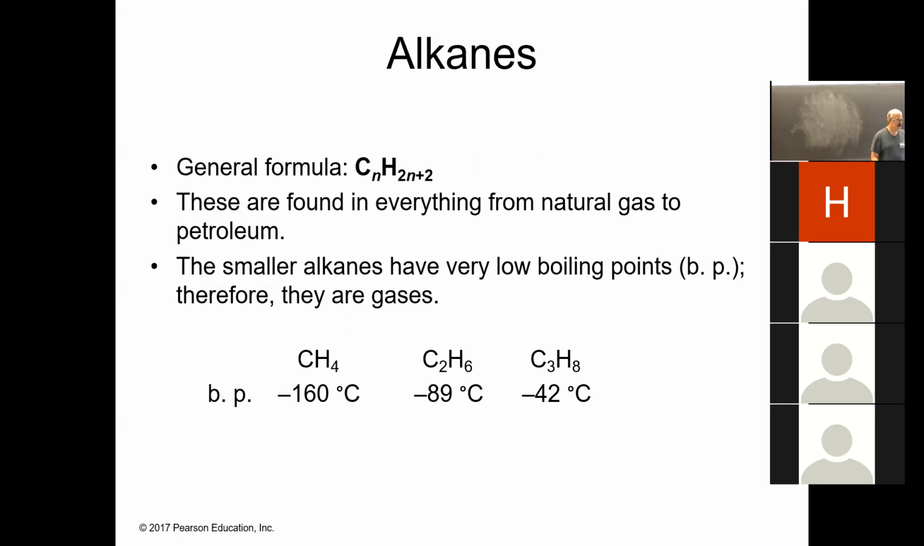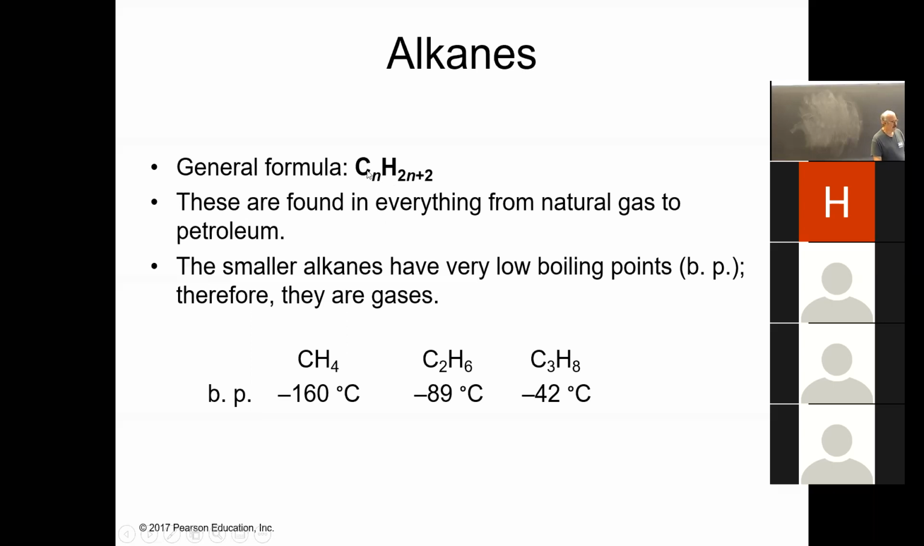Right, alkanes have the general formula CnH2n plus 2. Okay, where n is some positive integer. Okay, so if we had 15 carbons, for example, we would predict that there would be 32 hydrogens. Okay, that's if there's no rings or double bonds. Okay, because rings and double bonds will reduce the hydrogen to carbon ratio.